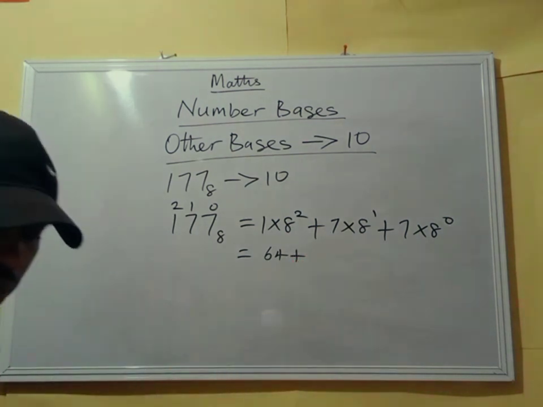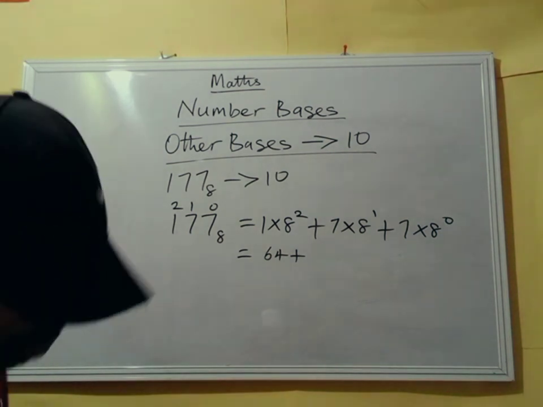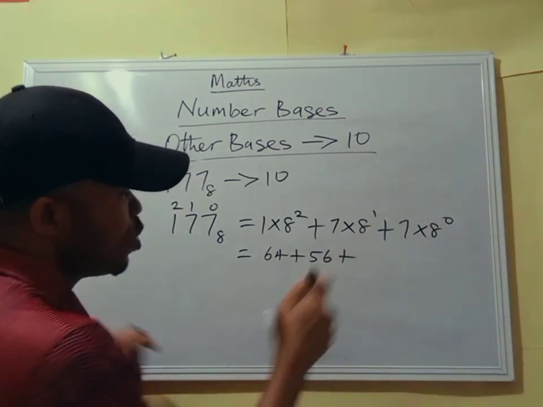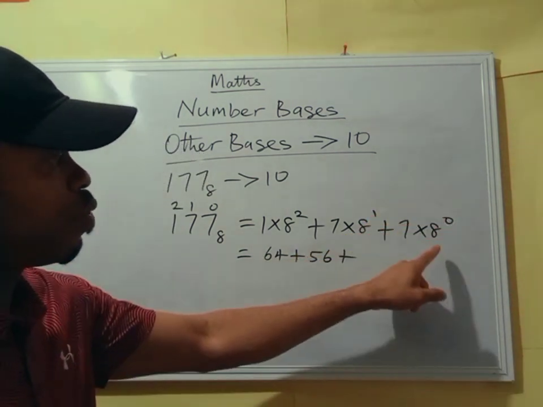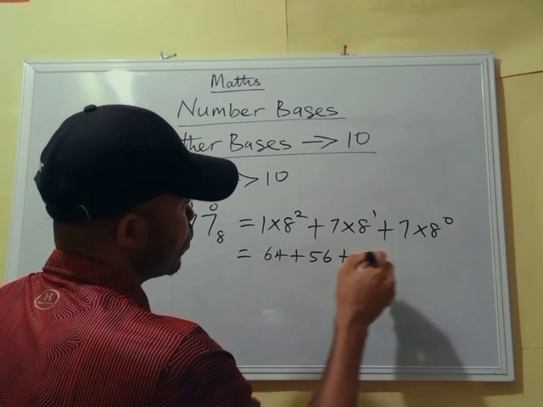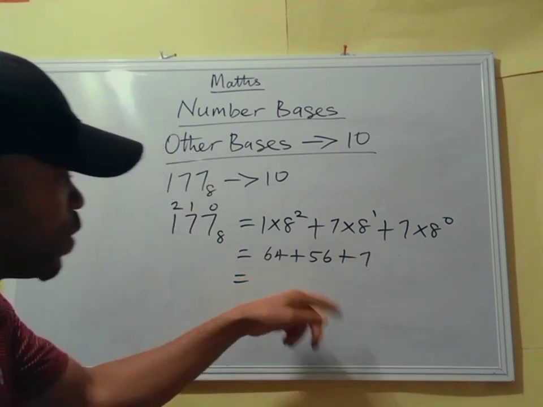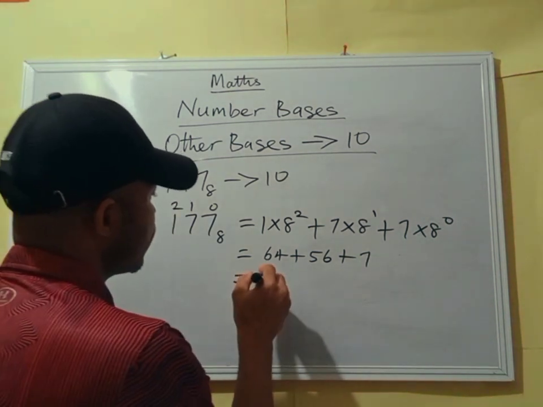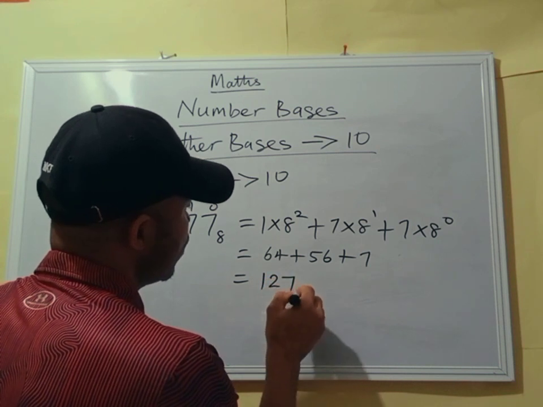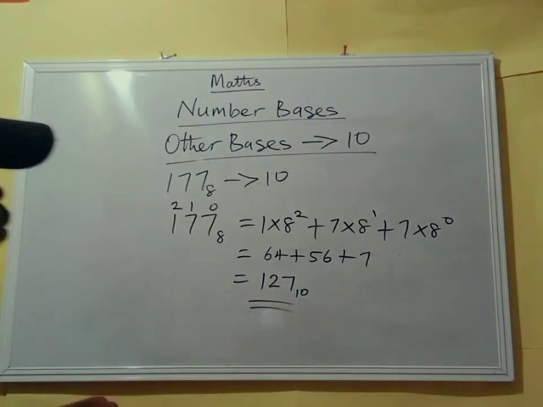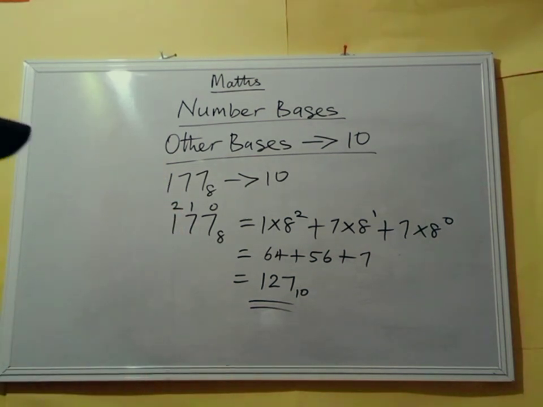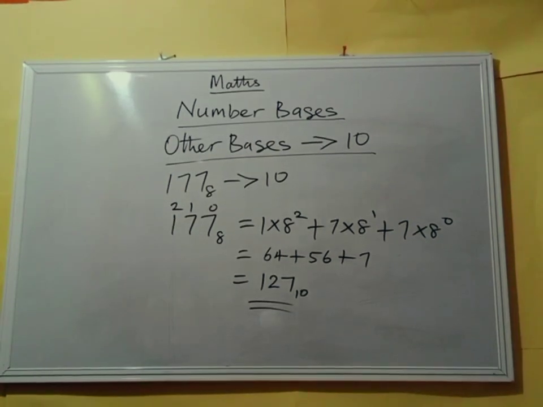So you can now say 7 times 8 gives you 56. Plus 8 to power 0. Anything to power 0 is 1. So 1 times 7 is 7. So we add up everything: 64 plus 56, and then plus 7. That gives us 127 base 10. So we can conclude by saying therefore 177 base 8 equals 127 base 10.